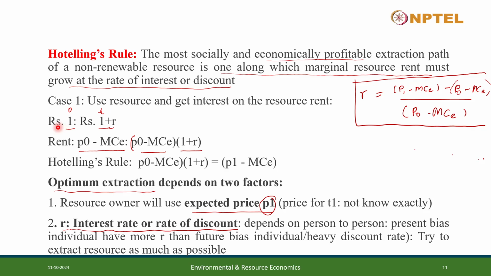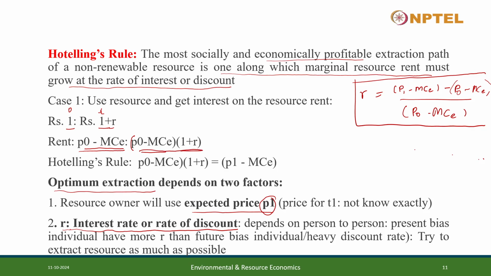So let's say that you have rupees one at time zero. Then at least you will get 1 plus r, where r is the rate of discount, right? So if my resource rent, my benefit right now, is this, then at least my future benefit should be (P0 minus MCE) times r. This term should at least grow by this value. That is what we are saying.